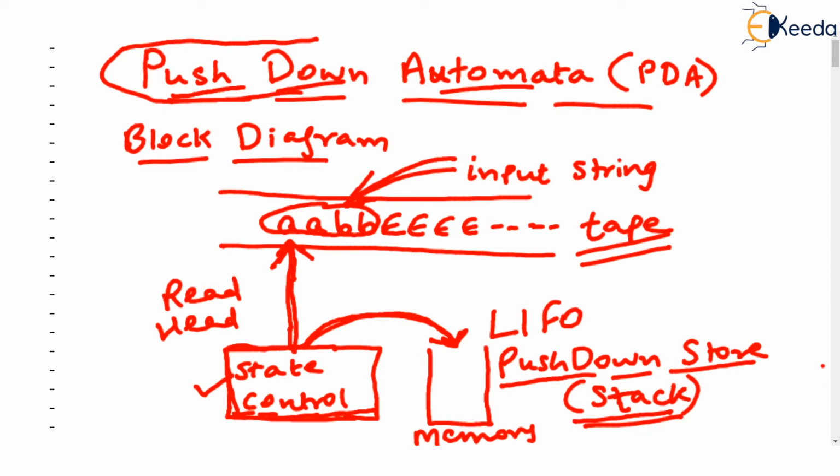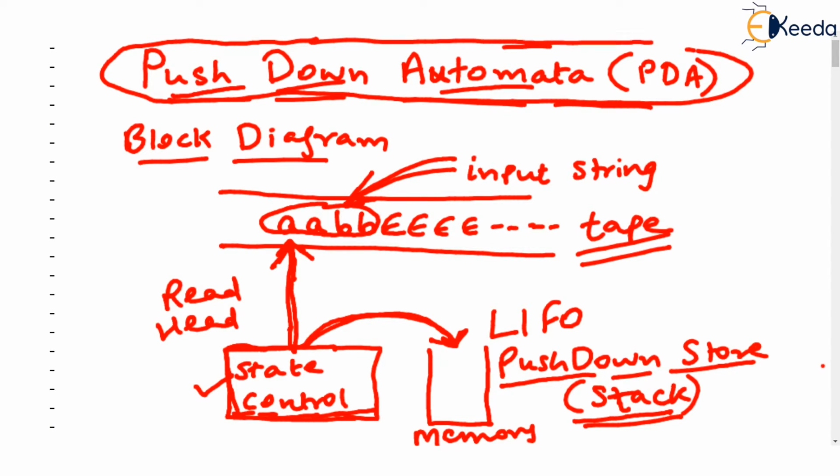This name push down automata is given because PDA has a storage device or storage location which is a push down store or a stack. So what does a PDA contain? An infinite tape on which the input string is coded. It has a read head which can only read a symbol from the tape, but it can't write a symbol. Also it has a state control with states like Q0, Q1, Q2 and so on, and it has a storage which is called a stack or push down store.